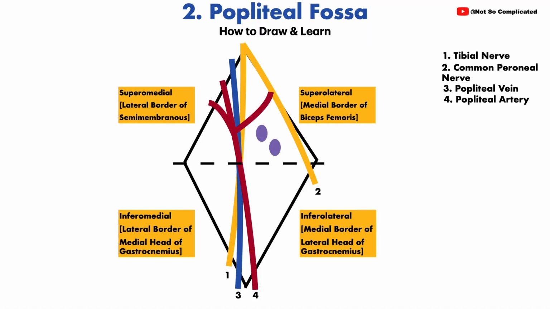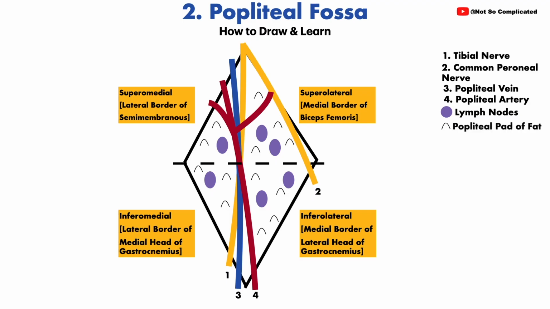These are the other contents, and these are the lymph nodes. The lymph nodes are crucial, important structures in the popliteal fossa, and these right here, you can guess what they are. These are the popliteal pad of fat. That is how the popliteal fossa's contents are marked. So that is how you have to make it.